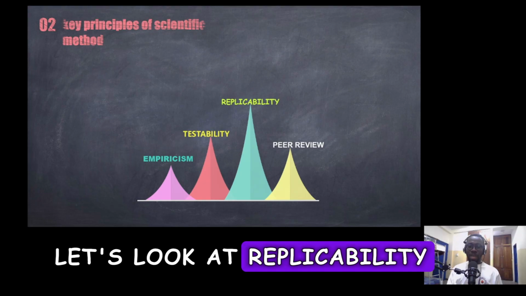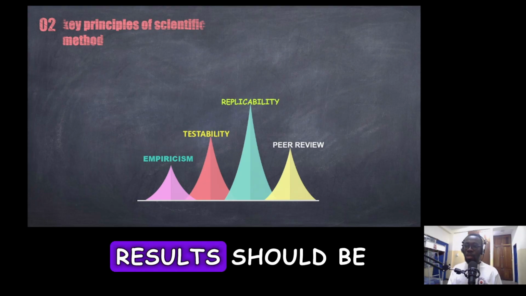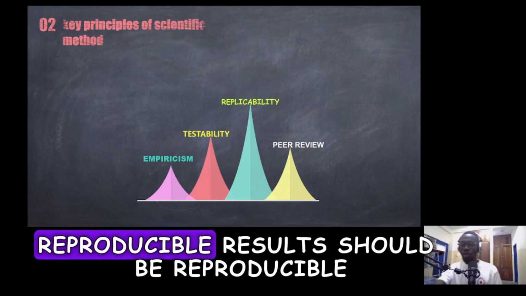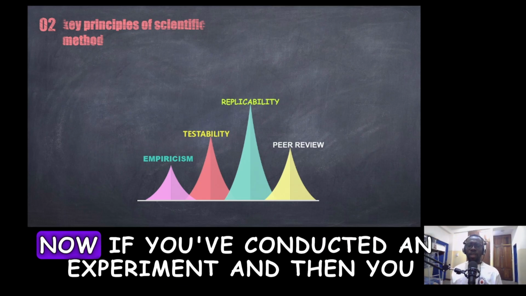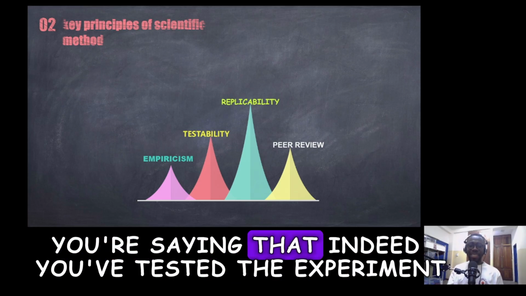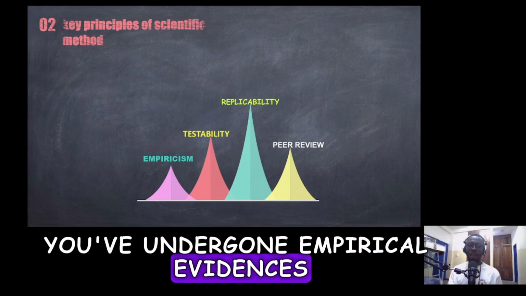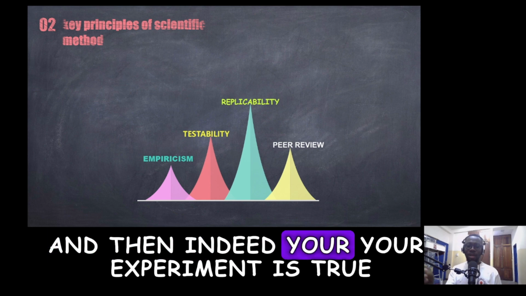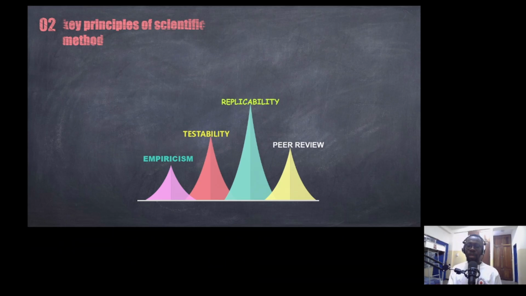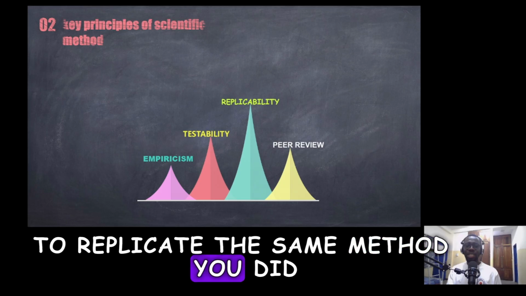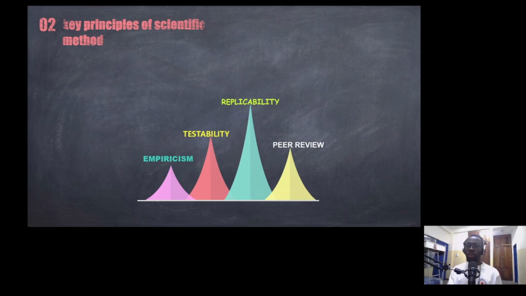Let's look at replicability. Results should be reproducible. Now, if you've conducted an experiment and you are saying that you've tested it, you've gathered empirical evidence, and your experiment is true, other scientists should also have the ability to replicate the same method you did, and it should yield the same results.